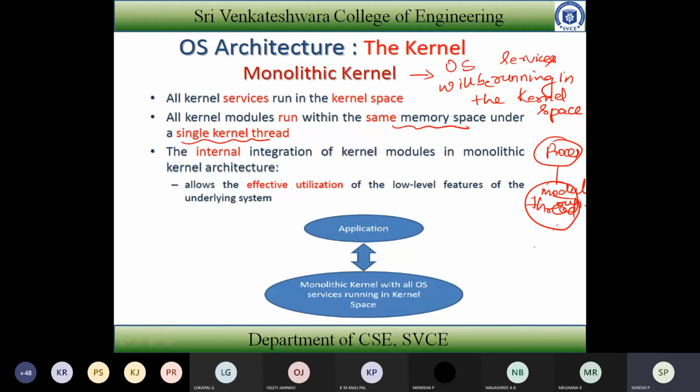Okay. So what are the kernel modules? They are the modules which have direct access to the resources. Those are called kernel modules. That module will have the high privilege. So now the kernel modules run within the same memory space under a single kernel thread.